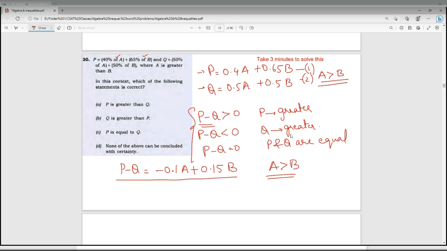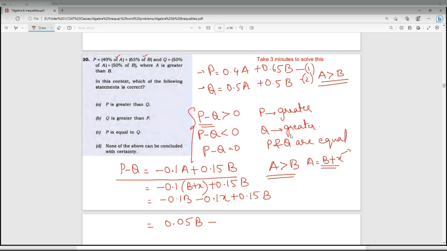I'll take A is equal to B plus X. B is this increment that is there. So what will happen is minus 0.1 times (B plus X), because I know that A is greater than B, so X has to be some positive number, that is the difference between A and B. So this is minus 0.1(B plus X) plus 0.15B. This is equal to minus 0.1B minus 0.1X plus 0.15B. And 0.15 minus 0.1 is 0.05B minus 0.1X.